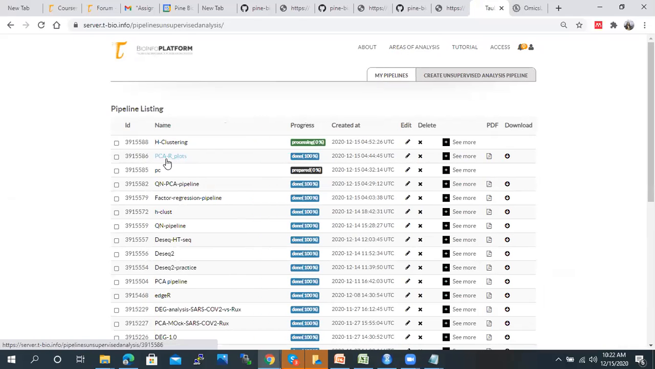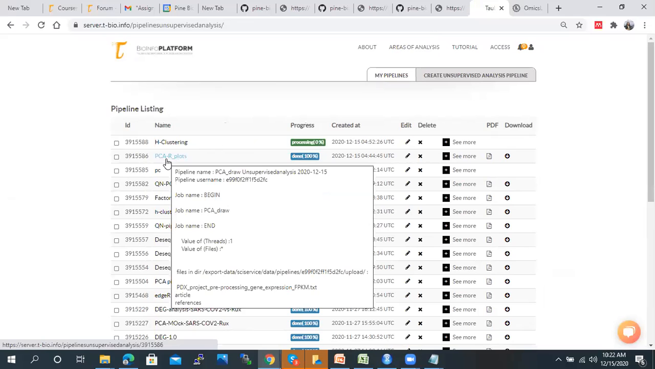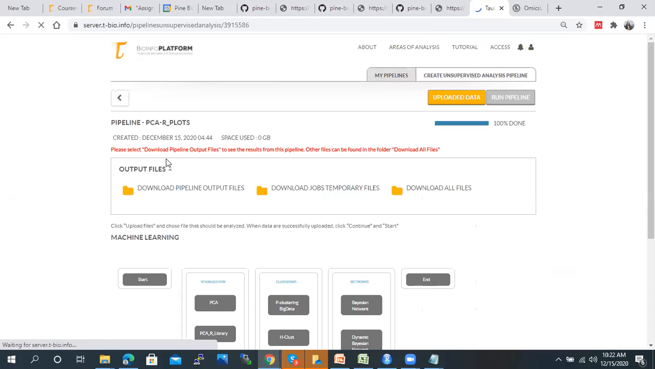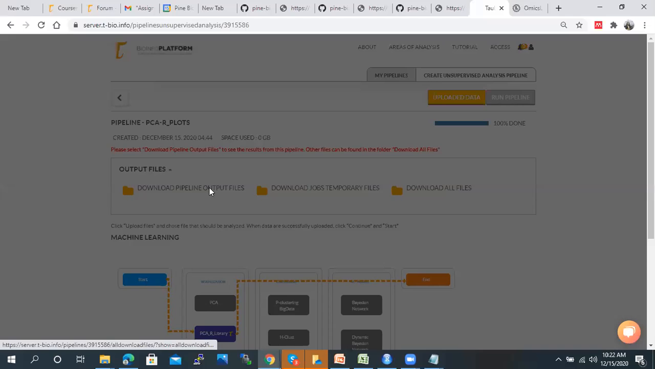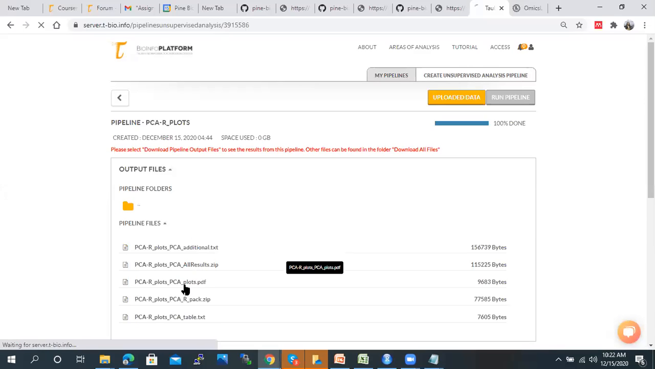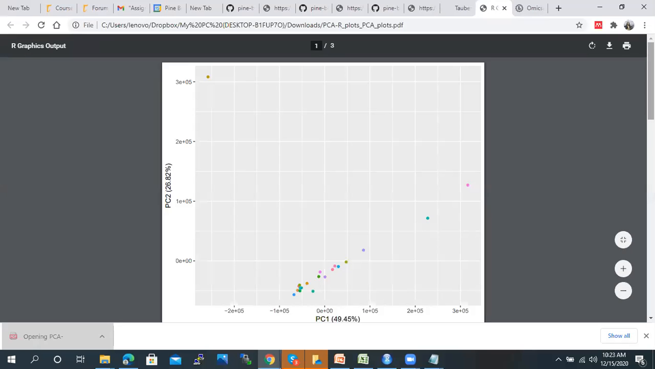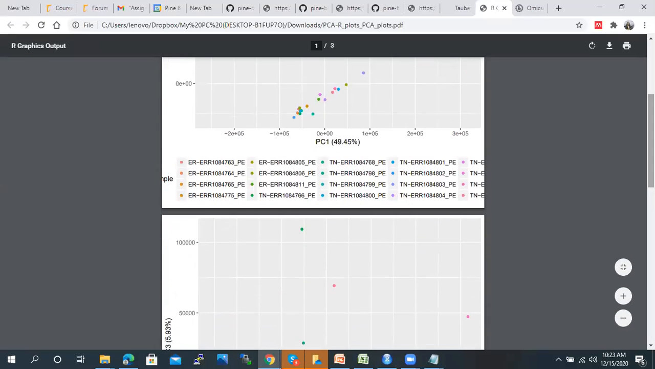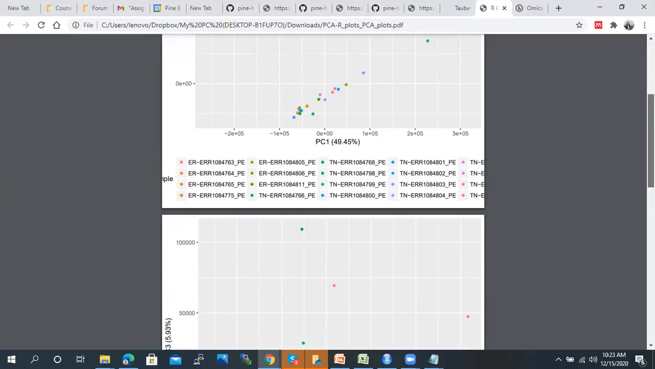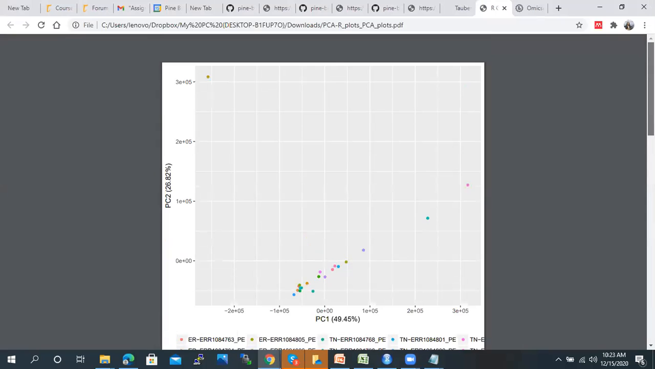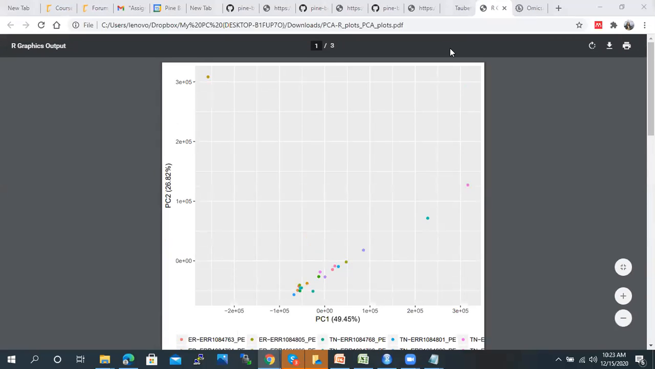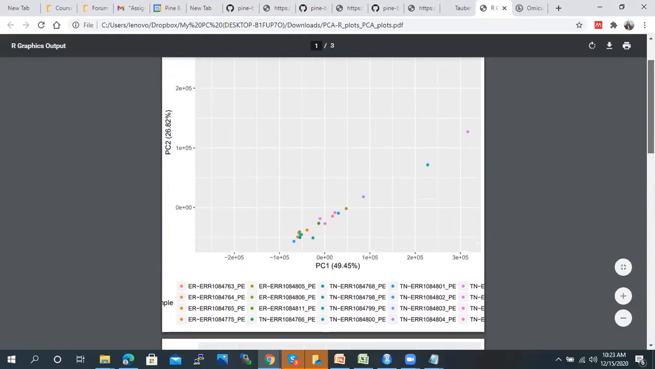Even my PCA plot library already completed. Now we can look into the output of this file right now. So this is the PCA plot that we have obtained. Because that data is not normalized, this is how these PCA plots actually were generated.